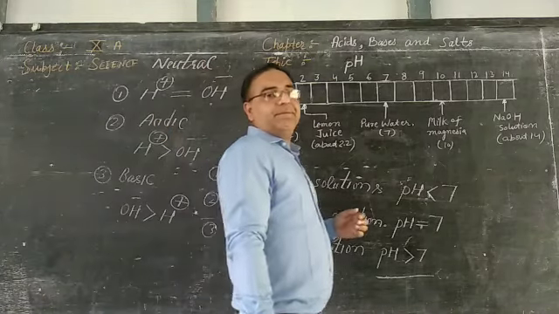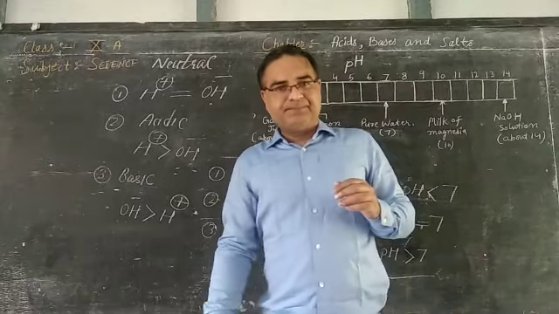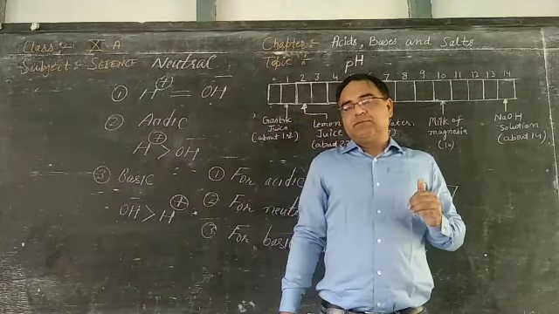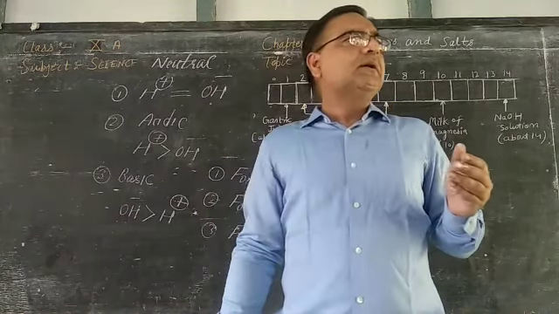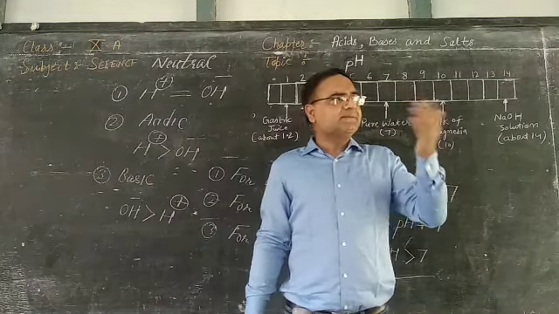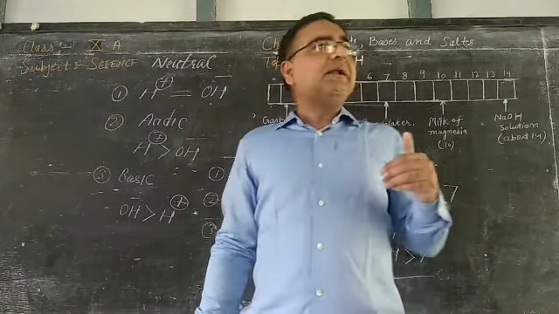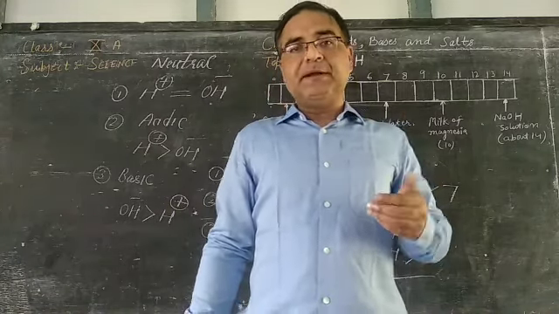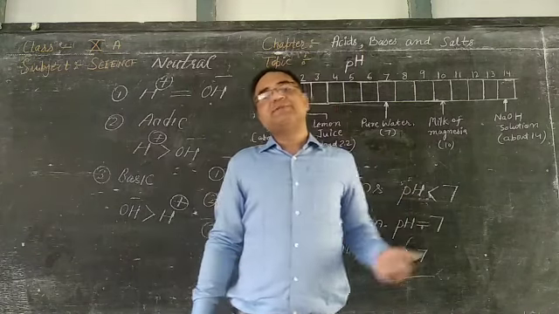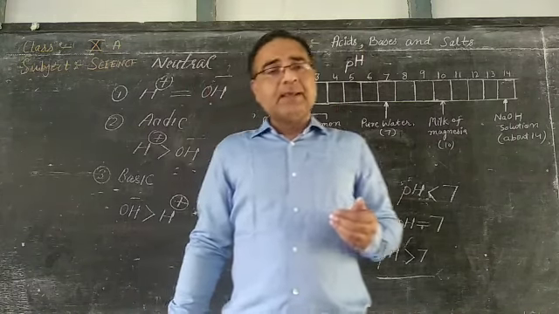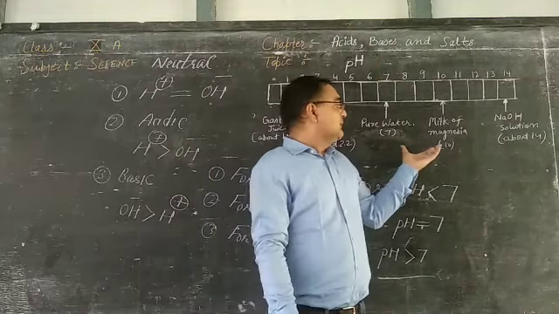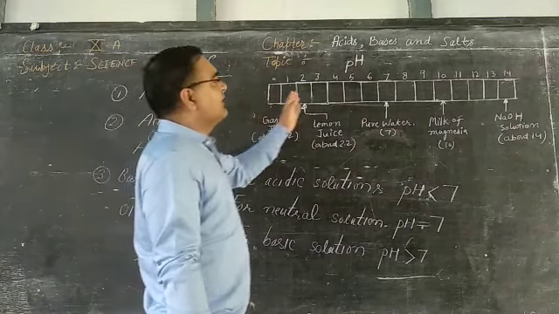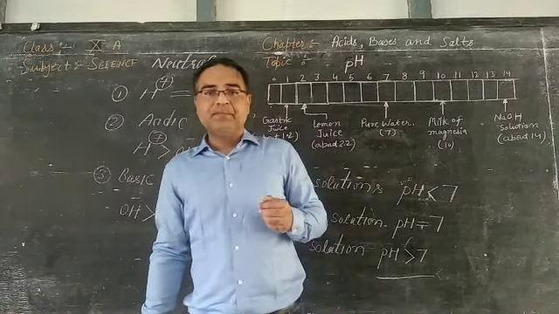So what is the importance of this pH scale? In our day-to-day life, our digestive system secretes dilute HCl, whose pH value lies between 3 to 4. When we eat food, the dilute HCl helps in the digestion process. It decomposes the food into simpler substances. So the pH value of dilute HCl lies between 3 to 4, which helps in the digestion of food.